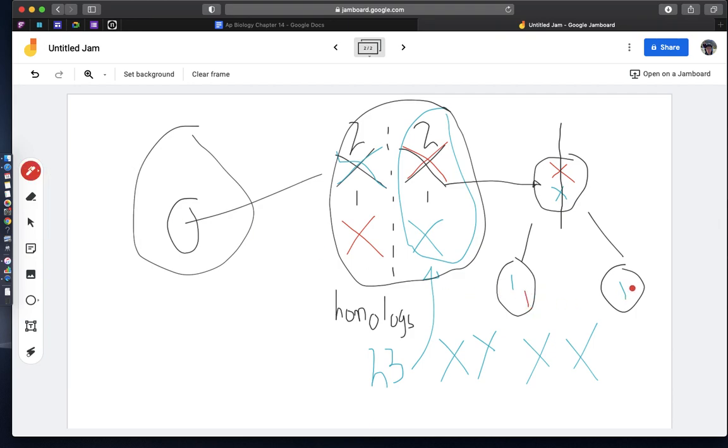And the same thing is true over here. The same process occurs for these two homologous chromosomes.